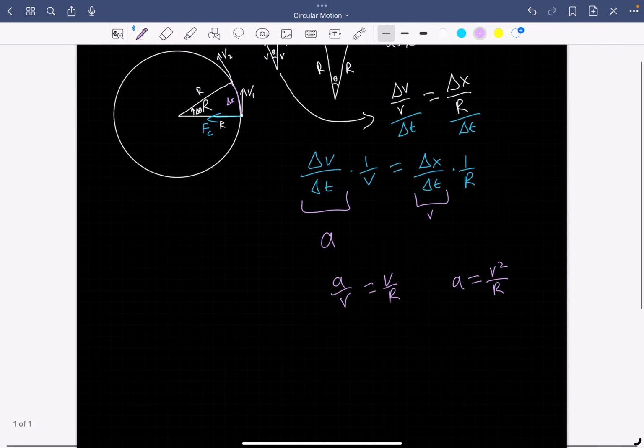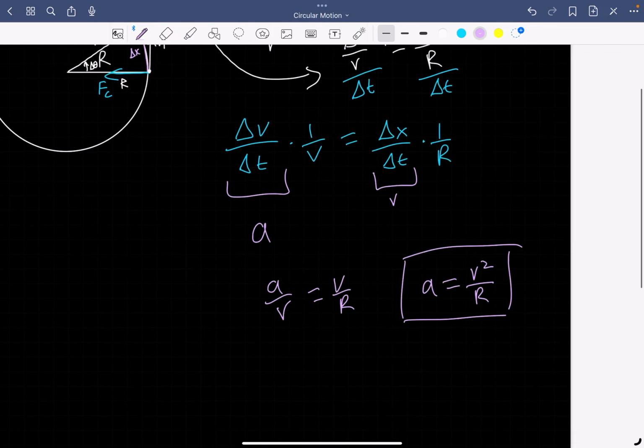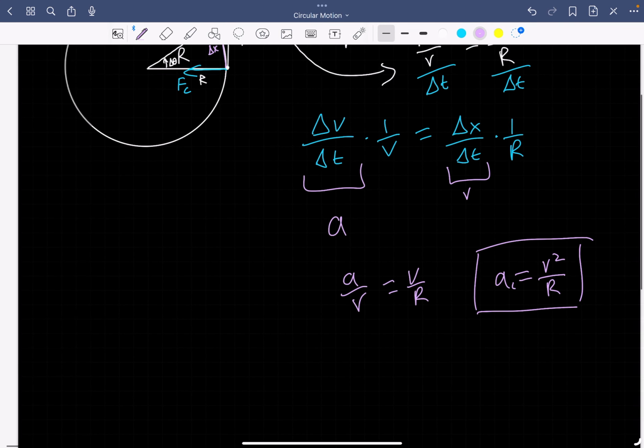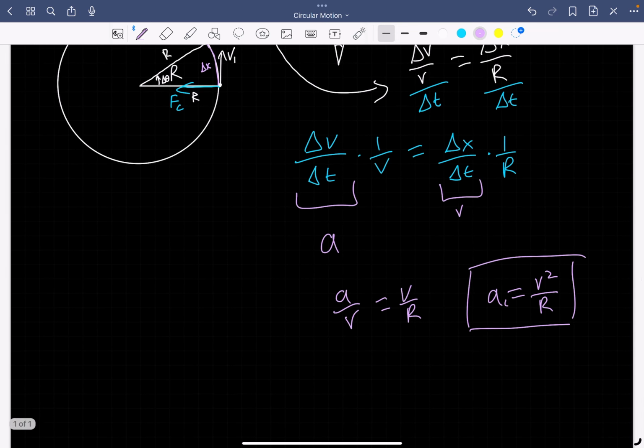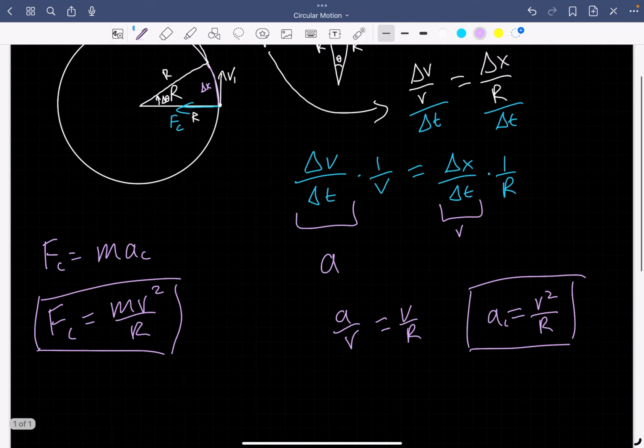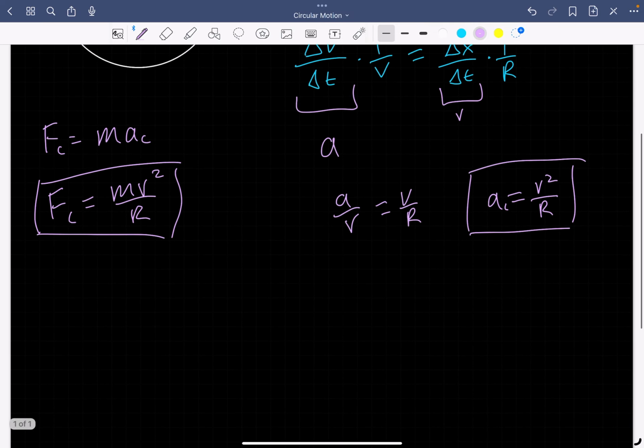Okay, so this is our formula for centripetal acceleration. Centripetal acceleration, just like centripetal force, is just acceleration that points towards the center of the circular path that an object is traveling in. Now, we know that force is equal to mass times acceleration. So that gives us that centripetal force is equal to mass times velocity squared over r. So that's our formula for the magnitude of centripetal force.